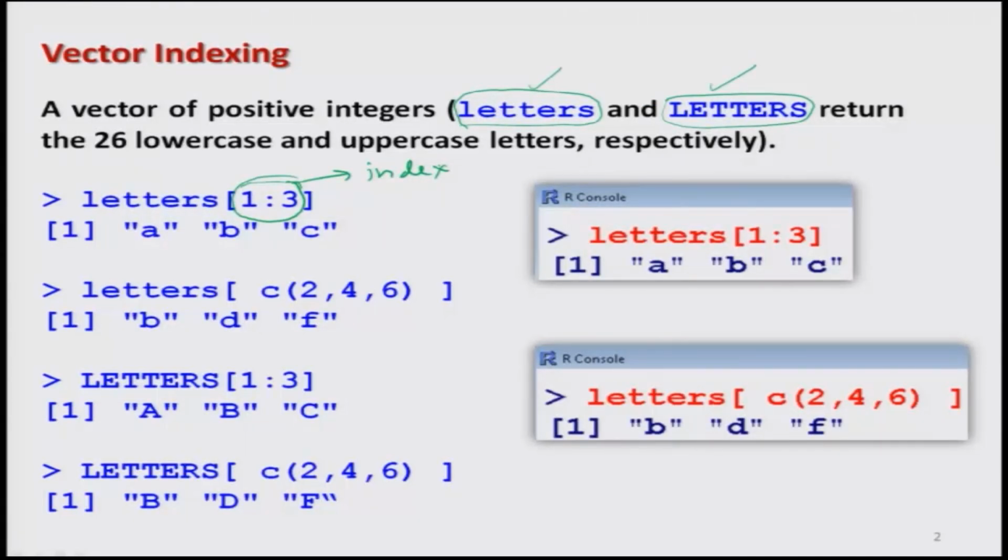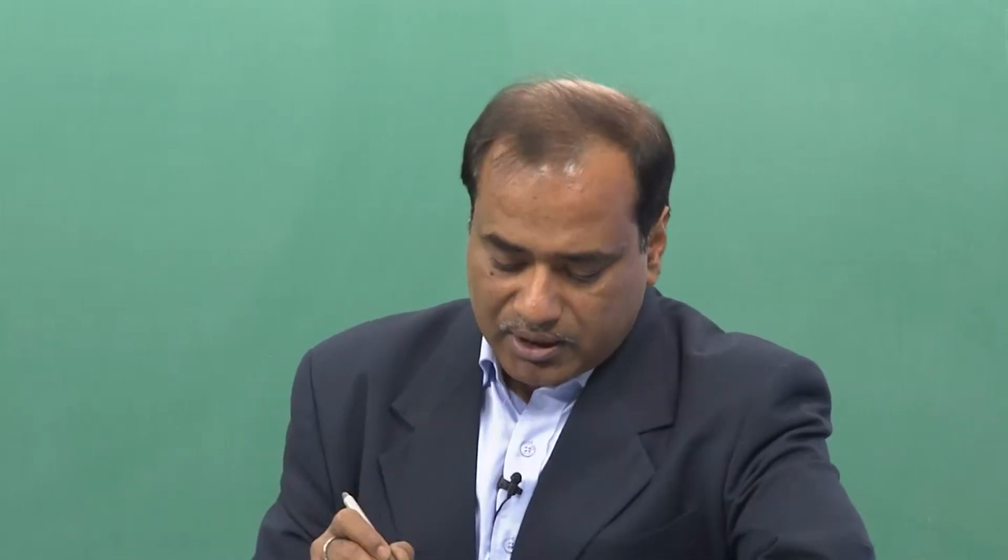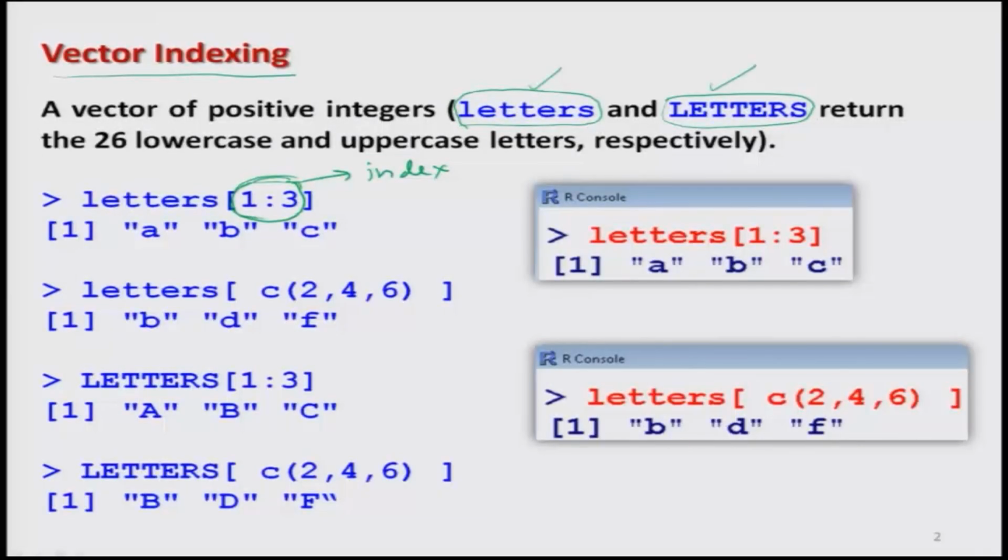So when I say that the topic of this lecture is vector indexing, that means I want to know how I can play with the index of the vector to get different types of data sets and how to do different types of data manipulations using the index of a vector. So now I am trying to play with 1, 2, 3, and as soon as I enter it, I get A, B and C.